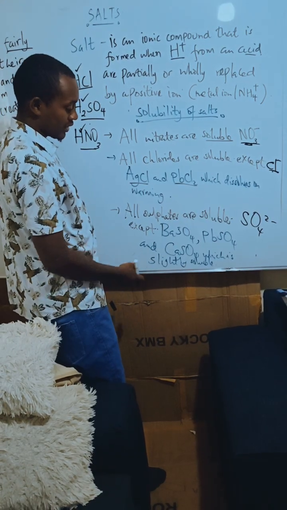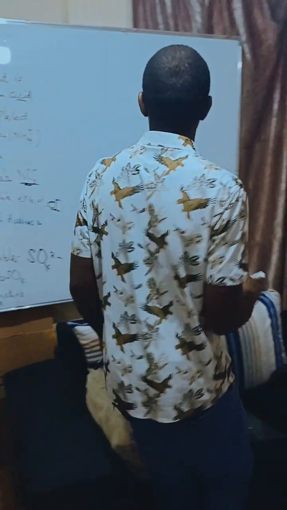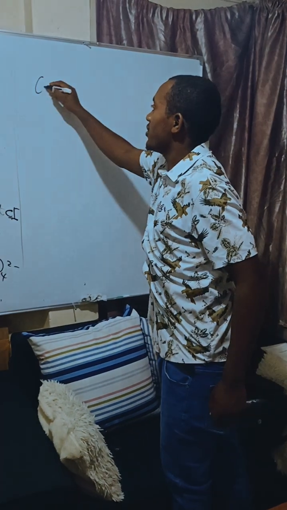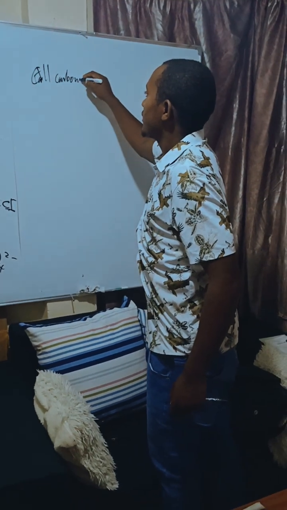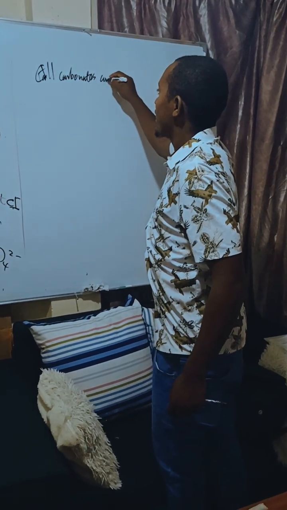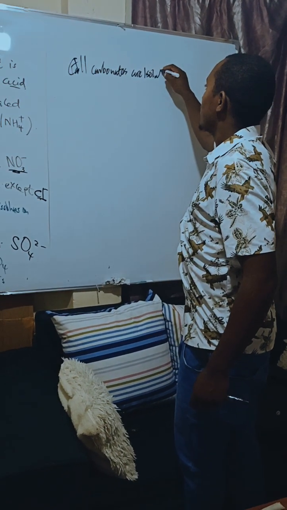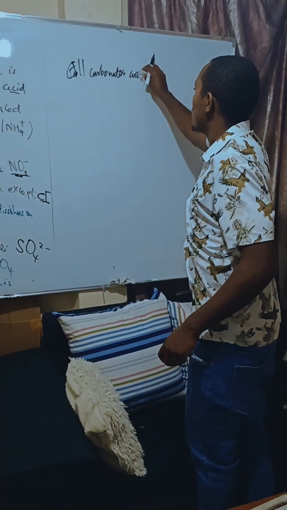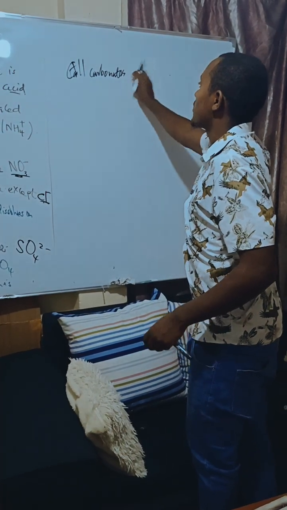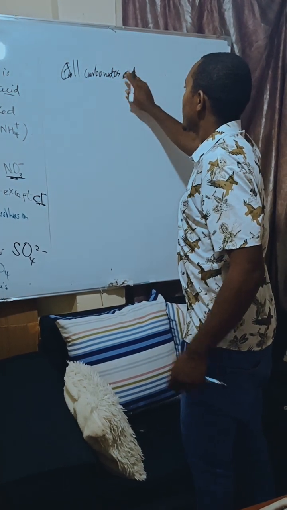So we are going to look at carbonates. What about the carbonates? All carbonates are insoluble. Not soluble, they are insoluble. They do not dissolve in water whatsoever, except 3 of them.